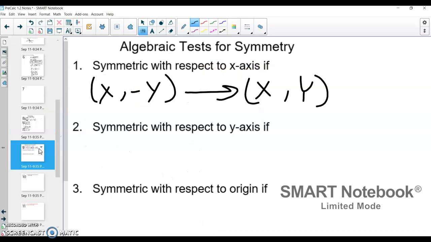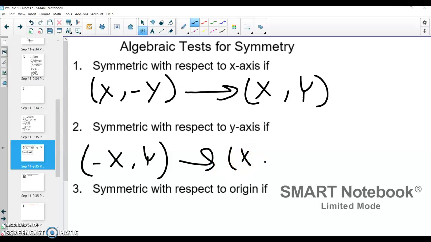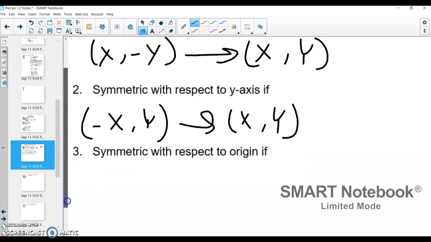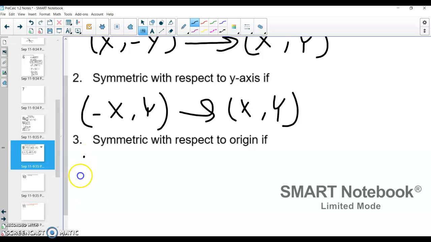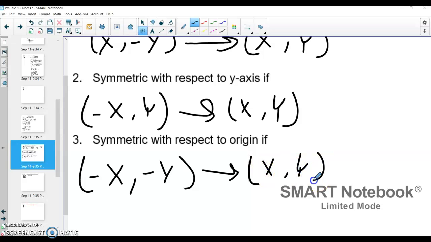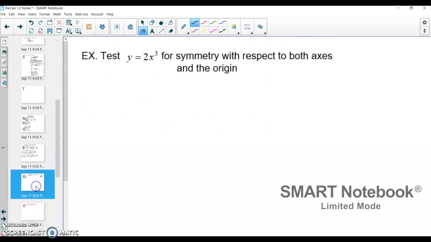With respect to the y-axis, if I put in a negative x and a positive y, it should come out positive x and positive y. And lastly, for the origin, if I plug in a negative x and a negative y, it should come out as a positive x and a positive y. And we'll see that with some examples coming up here.